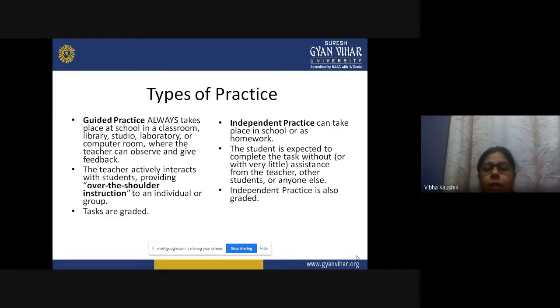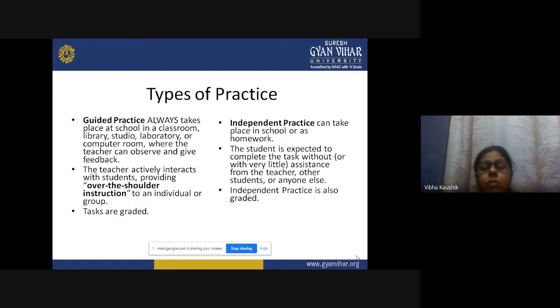Independent practice can take place in school or as homework. Now, independent practice can take place in school or as homework. The student is expected to complete the task with very little help, meaning a task which was given by the teacher to the students that they have to complete. They can independently complete that task without taking help from anybody, or they can take a little help from someone to complete the task that was given by the teacher.